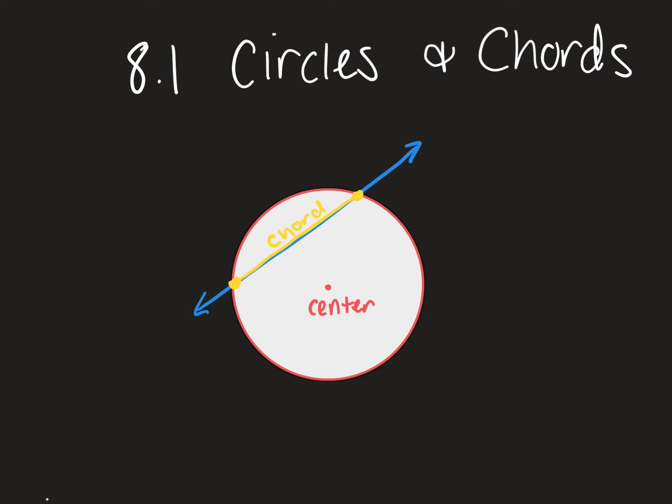All right, and so we technically have a theorem in this section. Okay. So if a radius is perpendicular to a chord of a circle, then it bisects the chord.